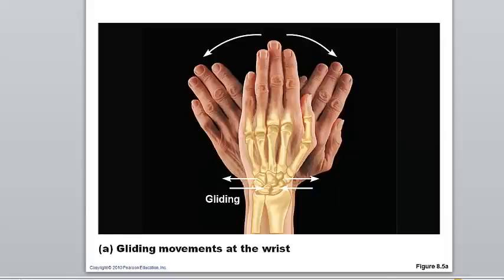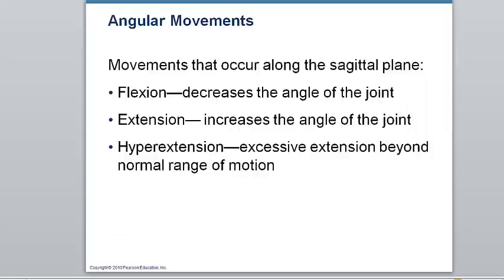So this is gliding, where your wrist bones, that's your carpals, slide among each other when you move your wrist. When you wave, you're actually doing gliding movement at your wrist. So that's basically gliding movement. That is non-axial. Angular movement decreases or increases an angle.